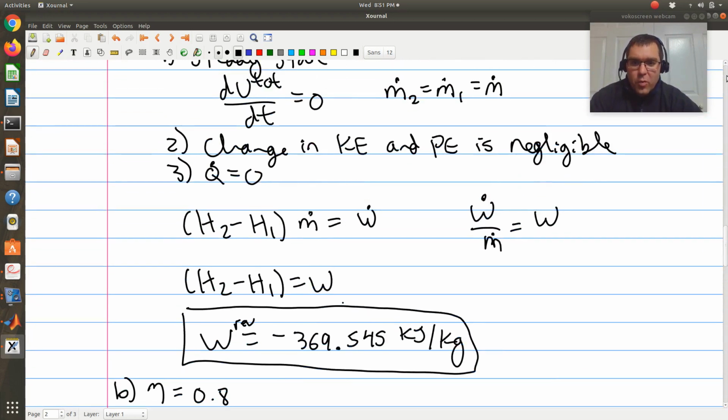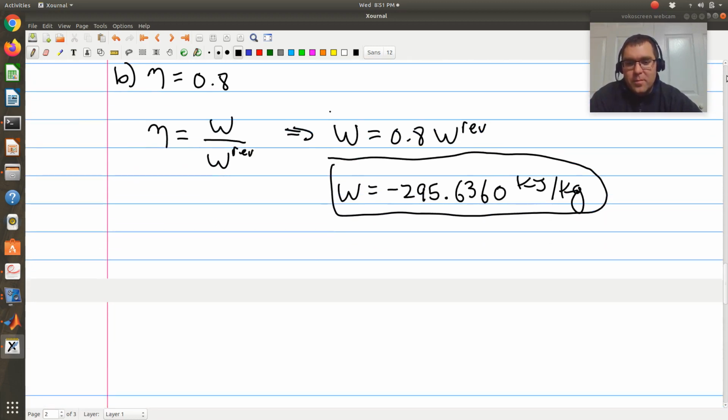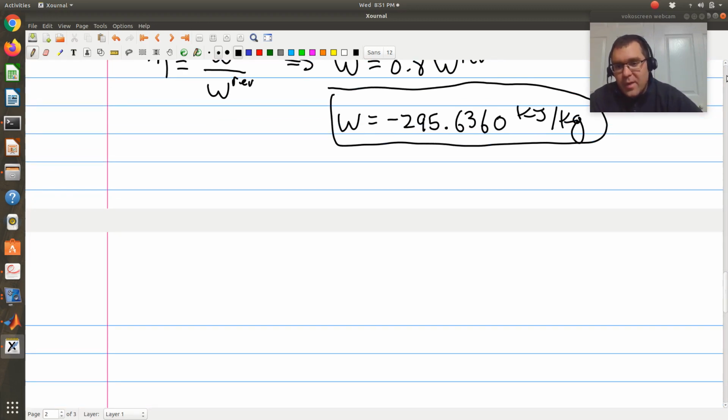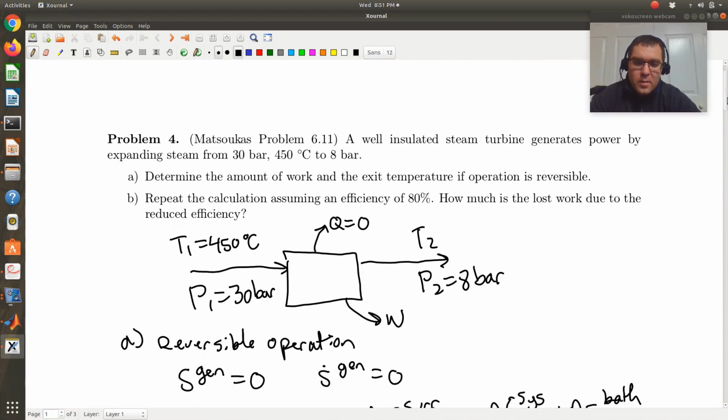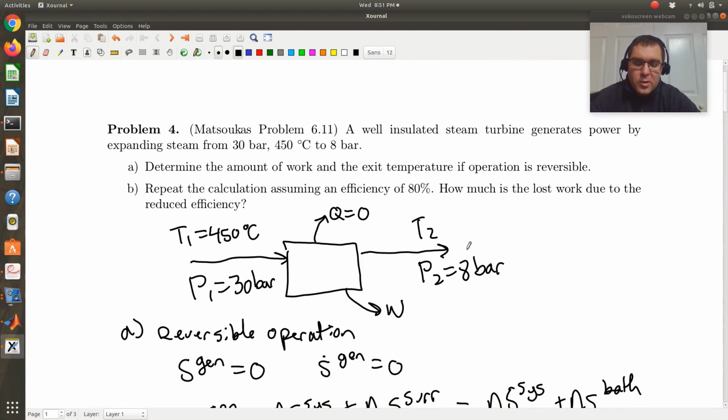So now that I know the work, what I can do is go back, and we showed in the last problem that my first law balance for my open system reduces to H2 minus H1 is equal to W. Now in A, when we analyzed this, we assumed reversible operation, and we used that to solve for T2, which we used to characterize our system.